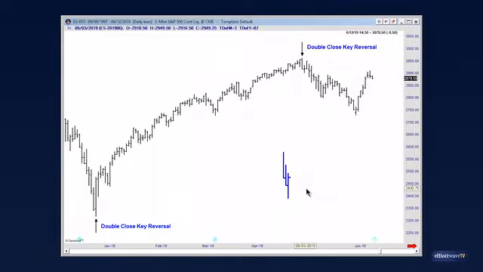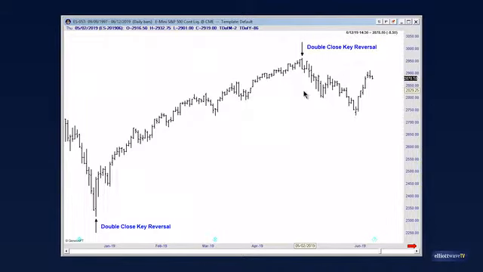Okay, a great example of that occurred back in December 2018, as you can see right here. We have a price bar, and then we have another price bar, and this is the one that's important. Notice we make a new low below the prior bar's low, but manage to close above the prior 2 closes. This is a double close key reversal, and in this instance, it is a double close key reversal outside bar combination.